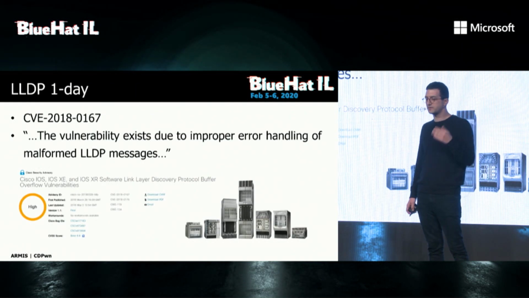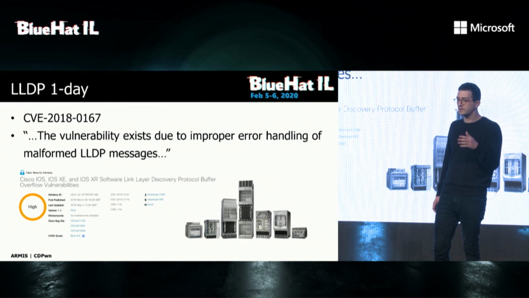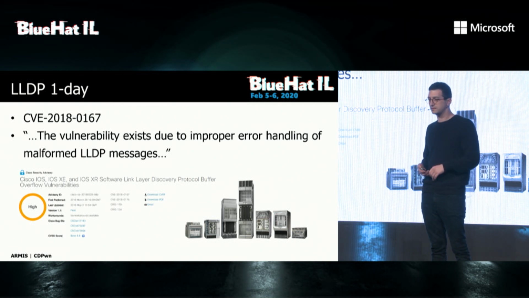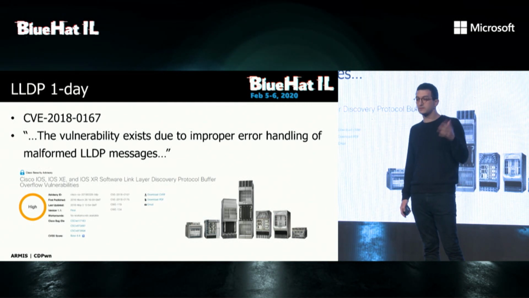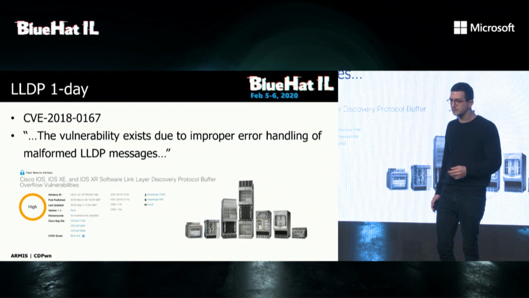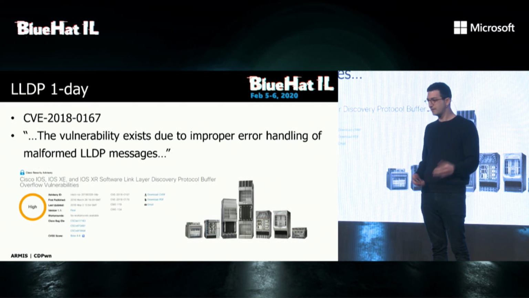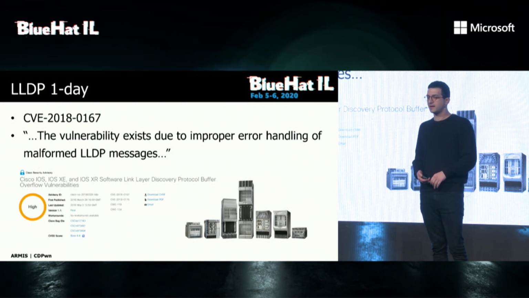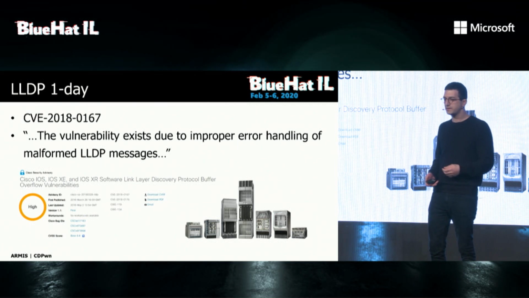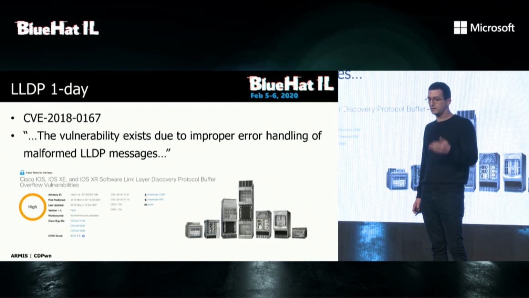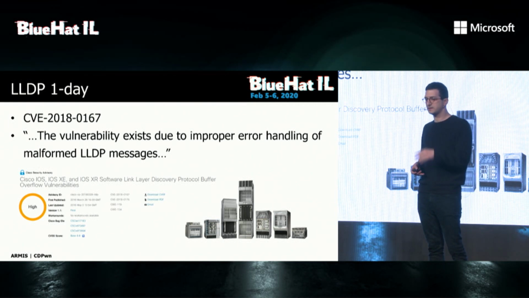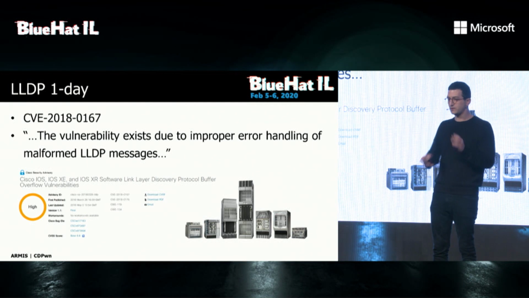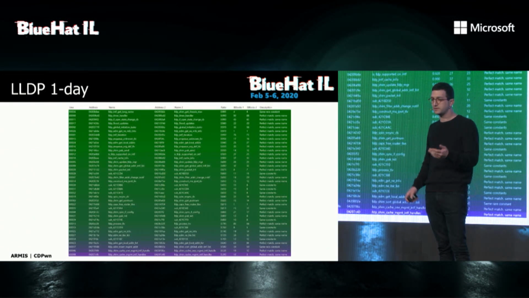Okay, so we started our research with this first advisory, and it said something very generic about the vulnerability that was closed. It said the vulnerability exists due to improper handling of malformed LLDP messages. Sounds like every bug in every protocol. So nothing that you can actually work with. But what we did, we just downloaded the images of the affected IOS XR routers before and after the patch, and we used patch diffing.